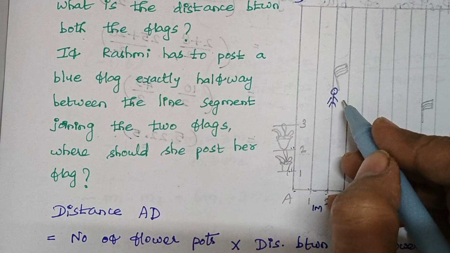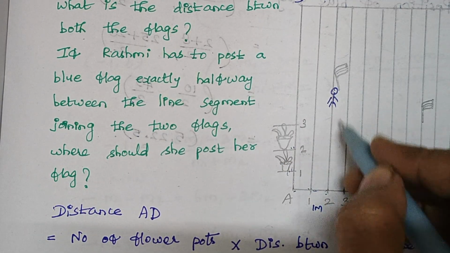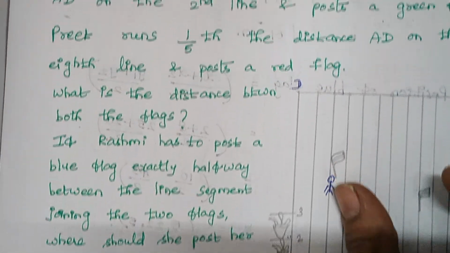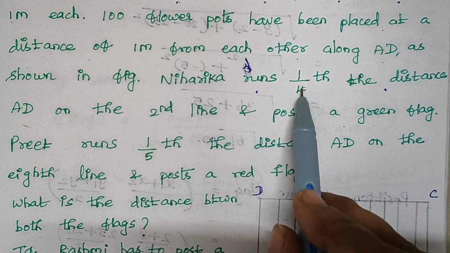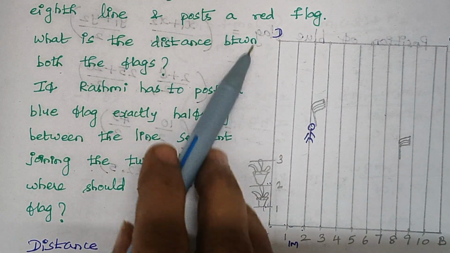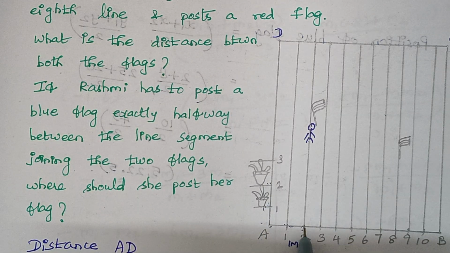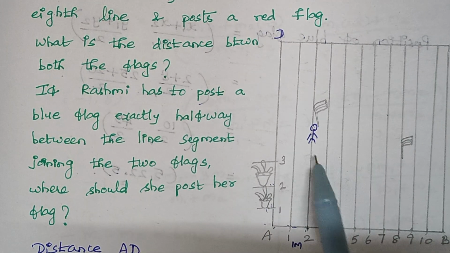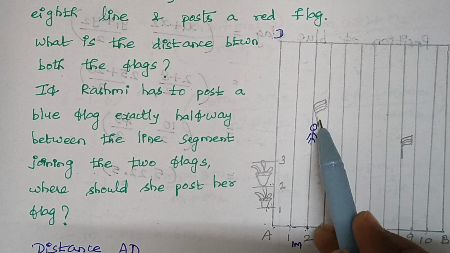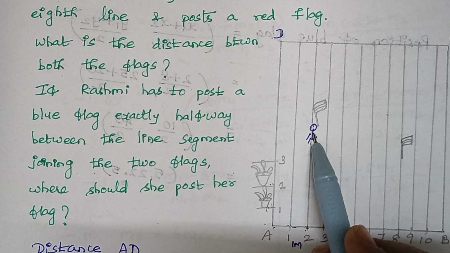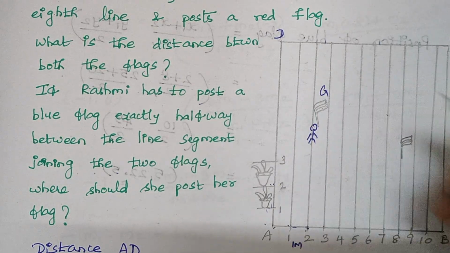What is the distance covered by the girl? It is 1/4 of the distance of AD. So this is my AD. I don't know what the distance of AD is, but this girl runs on the second line, reaches 1/4 of the distance, and places a green flag over there. This is our green flag.